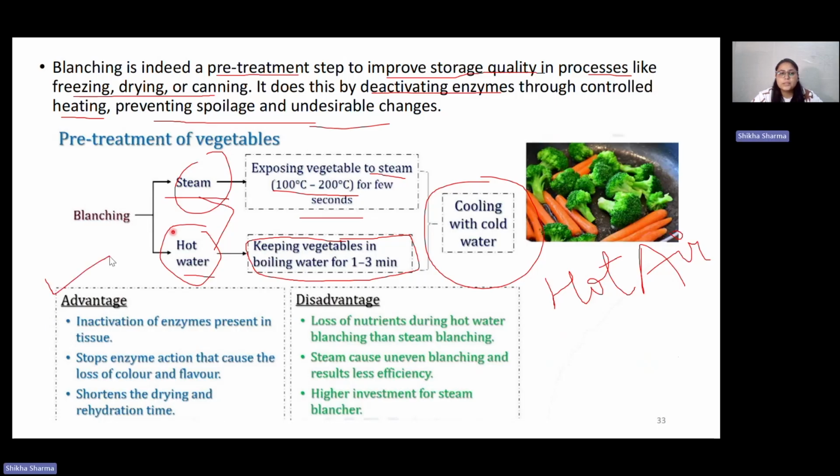The advantage of blanching is that it inactivates the enzymes present in the tissues, and it stops enzyme actions that cause a loss of color and flavor, and it shortens the drying and rehydration time. The disadvantage is that there is a loss of nutrients in hot water blanching compared to steam blanching. So in hot water blanching, we can see a greater loss of nutrition. Steam causes uneven blanching, so its efficiency is low, and there is a higher investment in steam blanching.